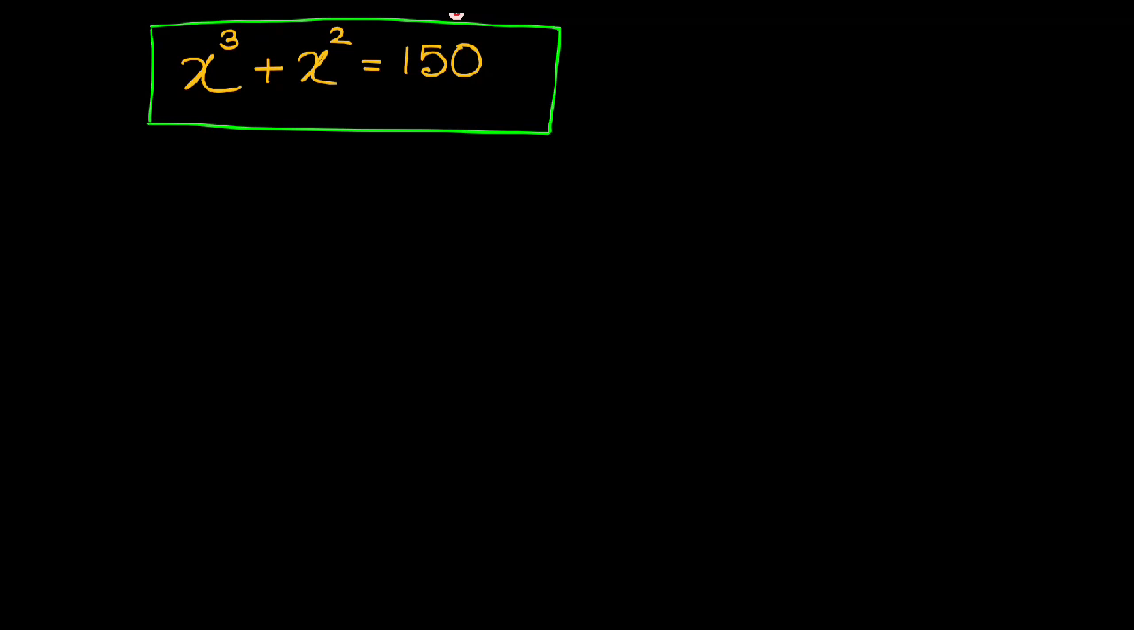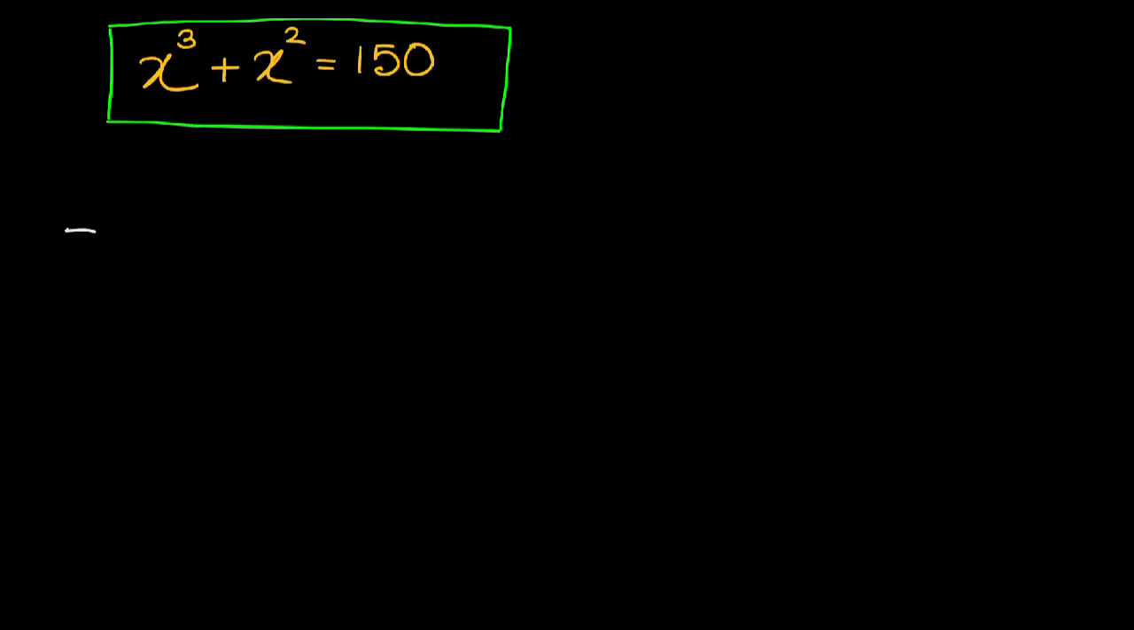Today we are going to solve this cubic equation. The question is, if x cube plus x square is equal to 150, find the value of x. There are several methods available to solve this equation, but today we are going to solve this equation using some algebraic formulas. We can write this equation as x cube plus x square minus 150 is equal to 0.